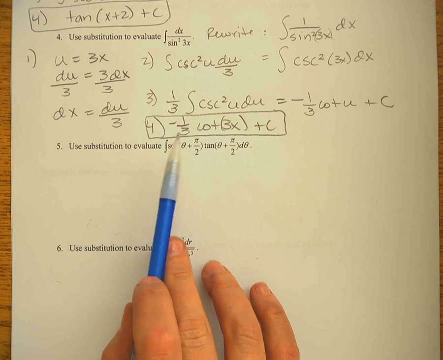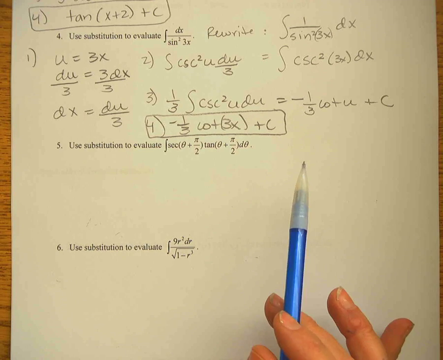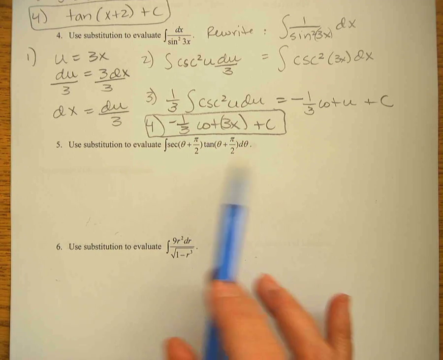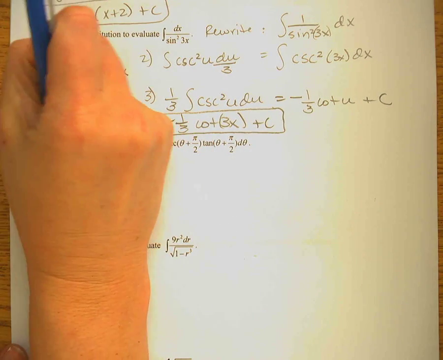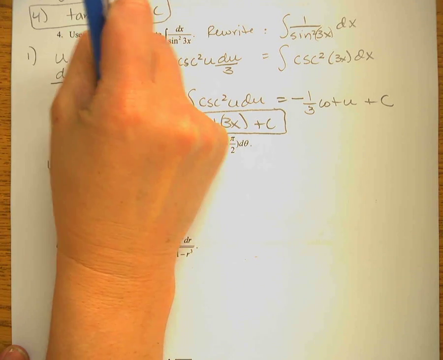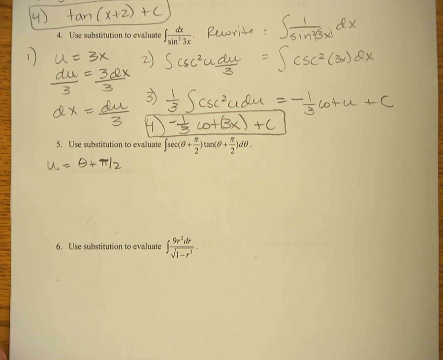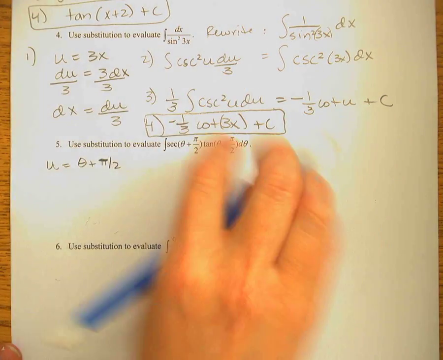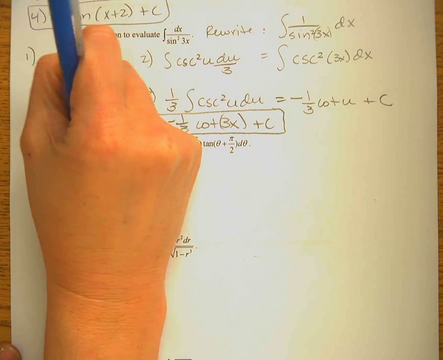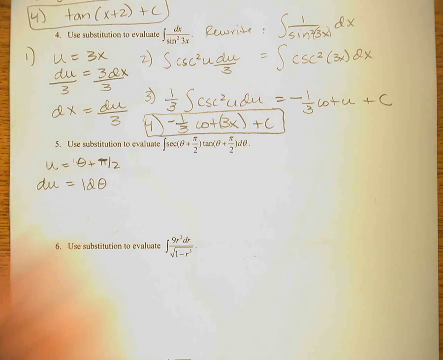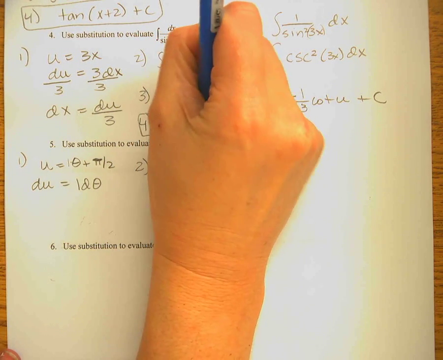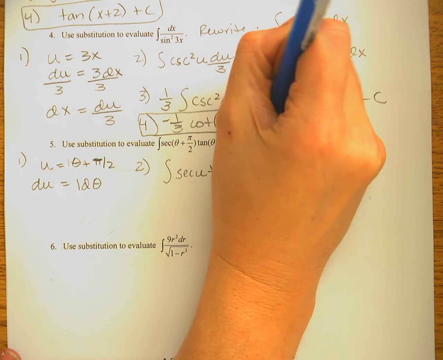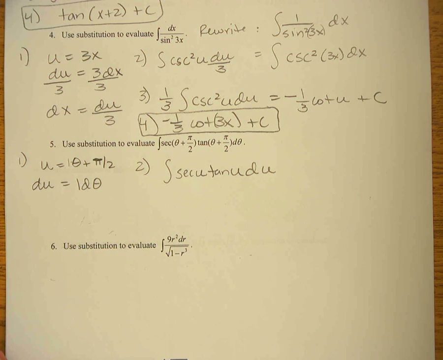If this had just been x, like secant x tan x, the antiderivative of that is just secant. So the problem really is the fact that it's something other than x in there. So we're going to let u be that something. We're going to let u be the blob, which is theta plus pi over 2. Now remember, this is in terms of theta. So du would just be 1 d theta, because it's like 1 times theta. So that's step 1. So step 2, we're going to go ahead and substitute. So I get secant u tan u, and then du, because d theta and du are equal to each other.